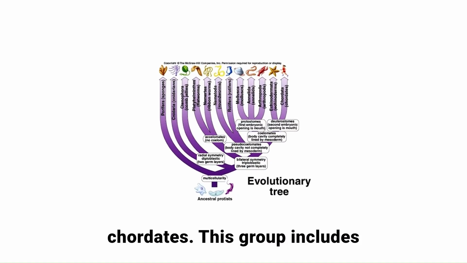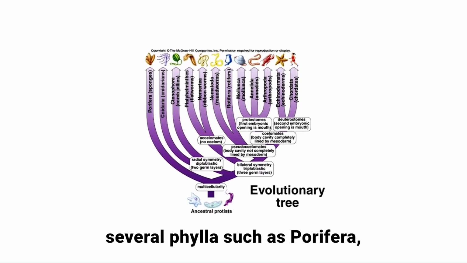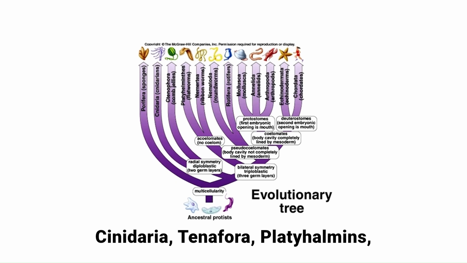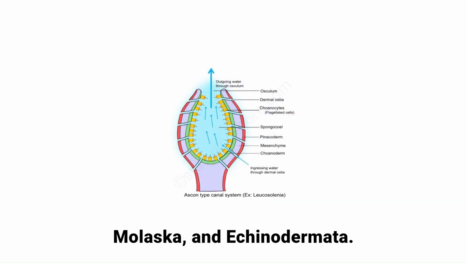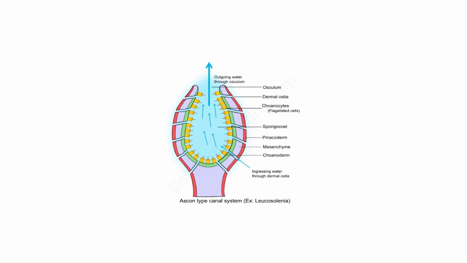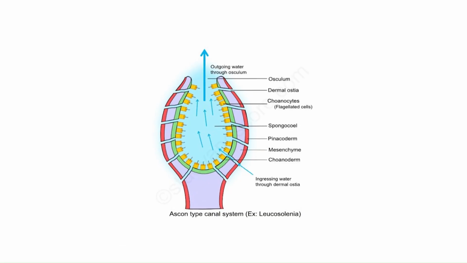Let's begin with the non-chordates. This group includes several phyla such as Porifera, Cnidaria, Ctenophora, Platyhelminthes, Aschelminthes, Annelida, Arthropoda, Mollusca, and Echinodermata. Each phylum represents a leap in complexity and specialization.